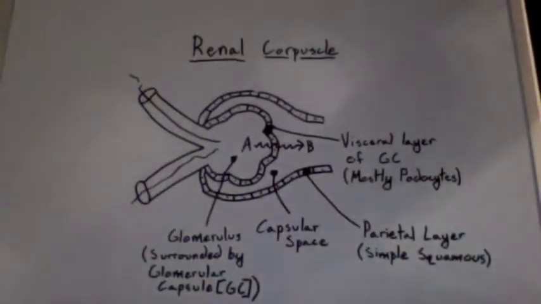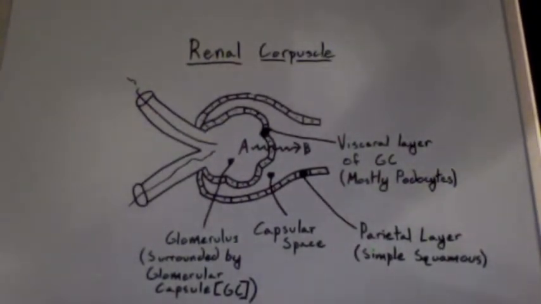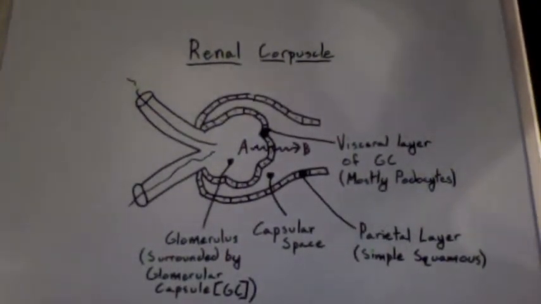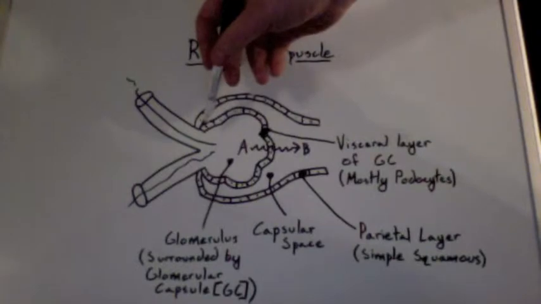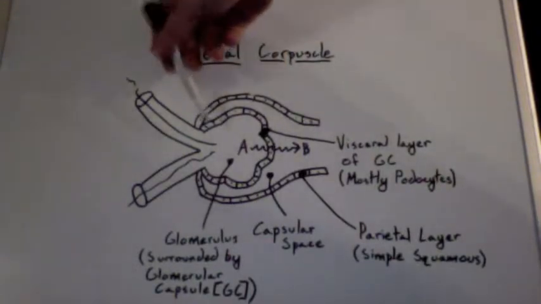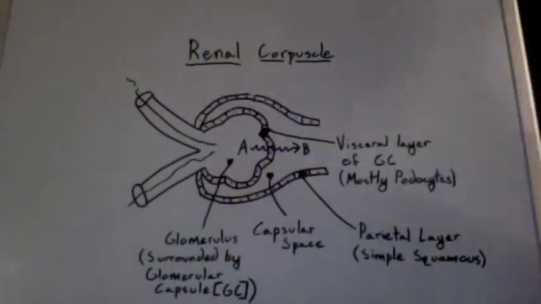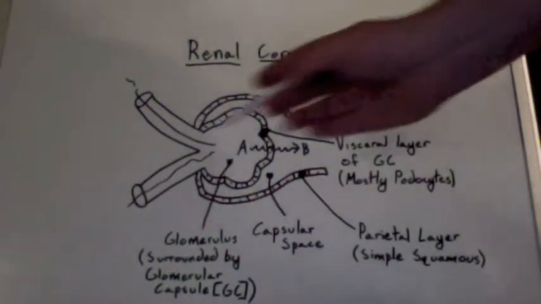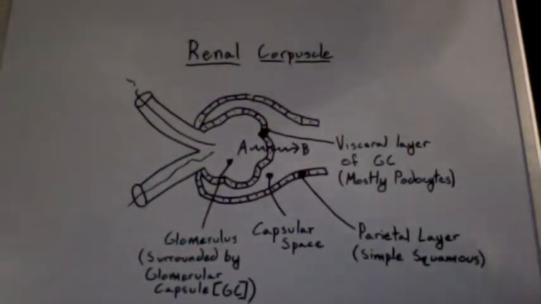So here we have the renal corpuscle, which is the very beginning of the nephron where the urinary system and cardiovascular system meet. And this is very important. So here we have where the afferent arteriole is, where the blood comes into the glomerulus, which is surrounded by the glomerular capsule. And then blood that isn't filtered through goes out the efferent arteriole. Now, this is where we get the filtration.